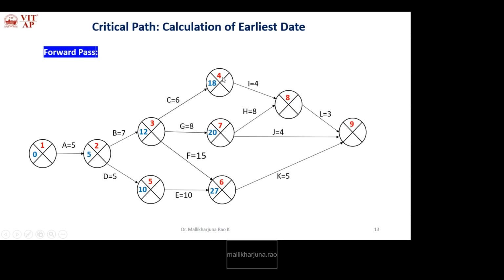What are the two previous activities? 4 and 7. So what is the earliest date for 4? 18 plus 4, 22. 20 plus 8, 28. What is the maximum? This one, 28.